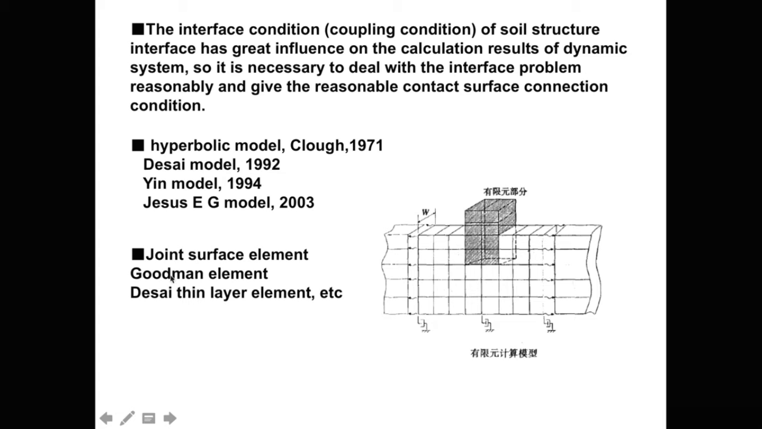And now, usually we use these two joint surface elements in some famous software. Two joint surface elements will be introduced. The first is the Goodman element. Another is the thin layer element.